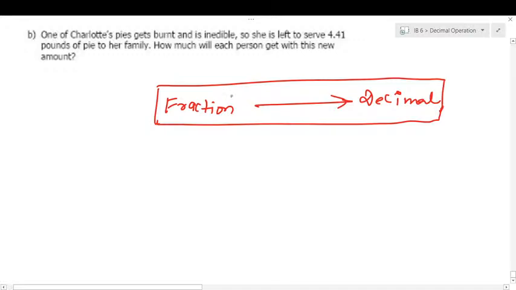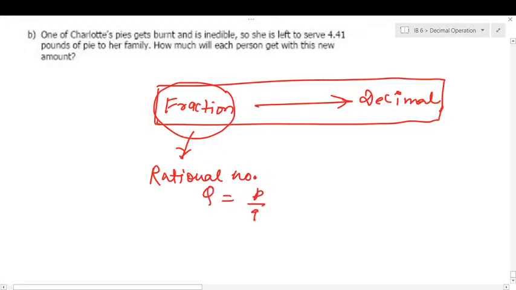Now the question arises: when do we get a fraction? Can you tell me when do we get a fraction? We get a fraction if and only if our number is a rational number. Remember that. We only get a fraction when the number is a rational number. That means it is written as P over Q, where Q is not 0 and where P and Q are integers. Then only we get a fraction.